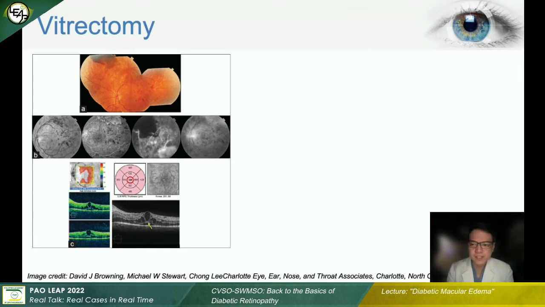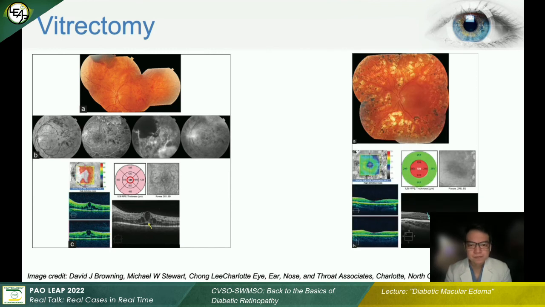At the top, we see new vessels present on the disc and the mid-periphery of all quadrants with pre-retinal hemorrhage superiorly. FA shows leakage of the new vessels in the areas of capillary non-perfusion and in the mid-periphery. Spectral domain OCT shows center-involving intraretinal fluid and subfoveal fluid. The ellipsoid zone is intact as shown by the yellow arrow.